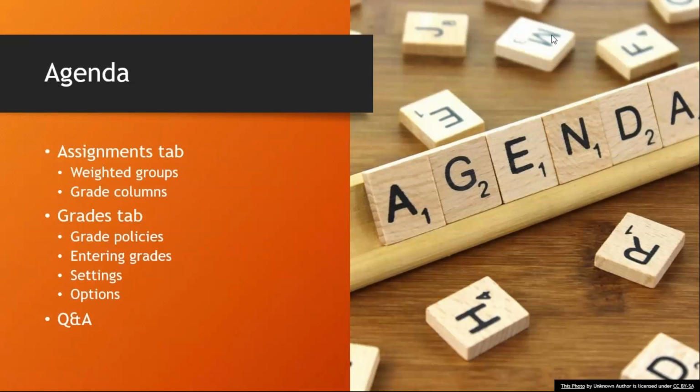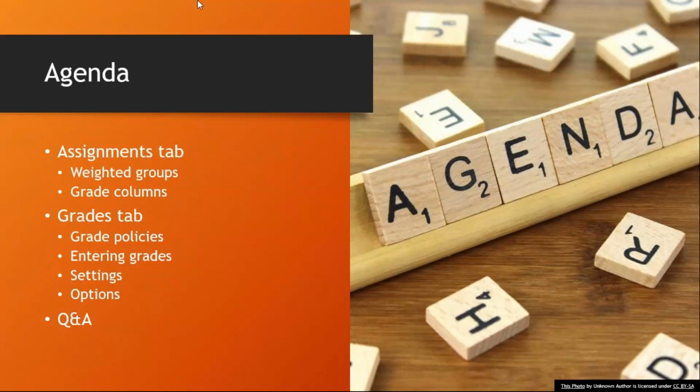So real quickly, our agenda for today, we're going to start out with the assignments tab, because the assignments tab is where you do really the bulk of your work in setting up the gradebook at the beginning of a semester, where you'll set your weighted groups up, and then it's also how you actually create columns in the gradebook where you can enter grades for an assignment.